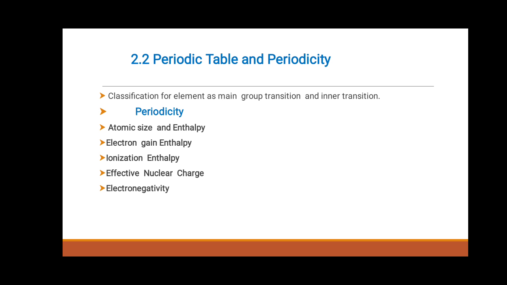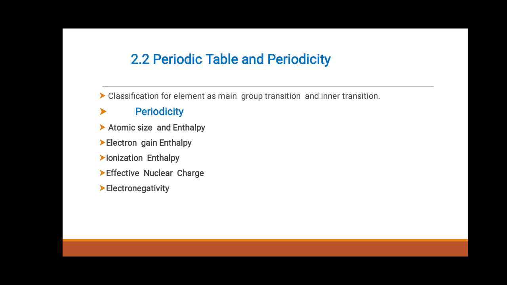Next, 2.2, that is periodic table and periodicity. It is a very interesting topic. You studied it in 8th and 9th standard, still in 12th. You know very well the structure of the Mendeleev periodic table, then what the modern periodic table is, what periodicity is, and who created it.